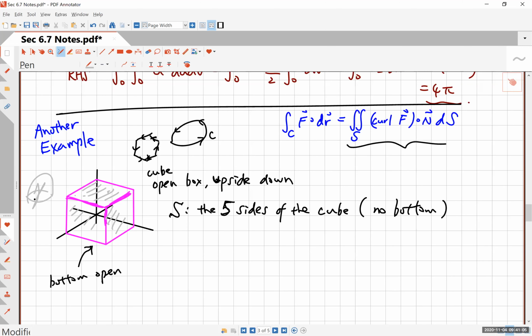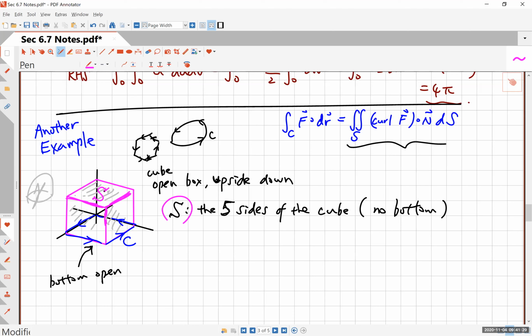Okay, so where is the boundary? Well, the boundary curve, I'm going to emphasize this, is this set of 4 line segments, okay? And let me just go ahead and do this counterclockwise. All right, this is my C. All right, so the S is this surface, okay? That's the surface that consists of the 5 sides of the cube.